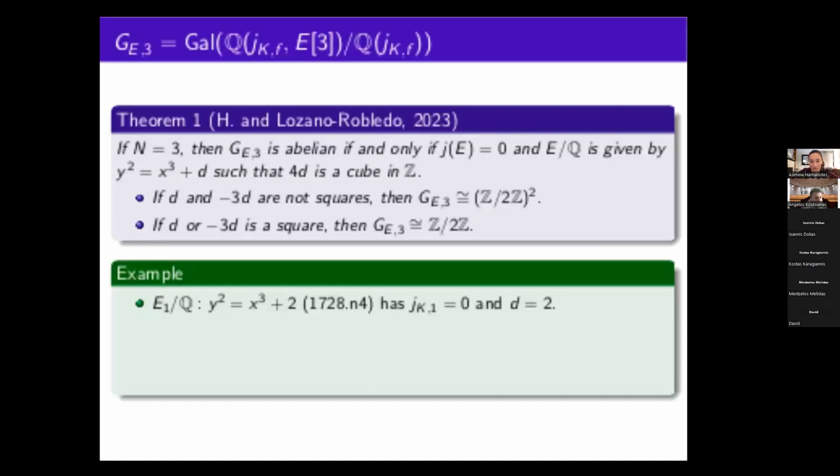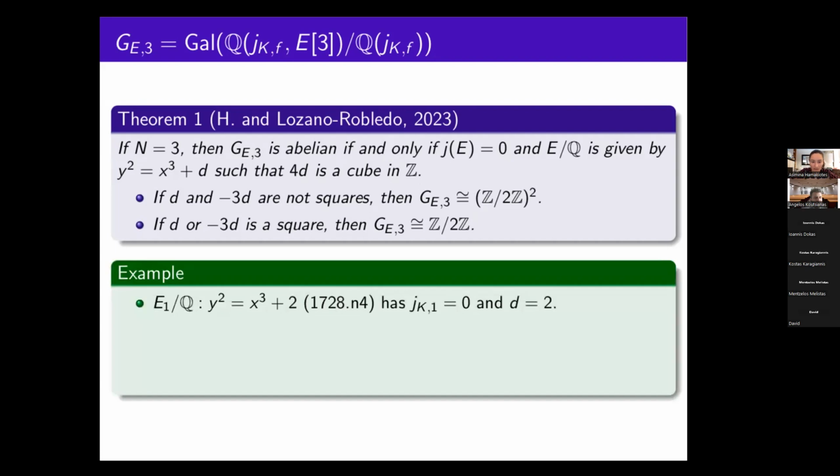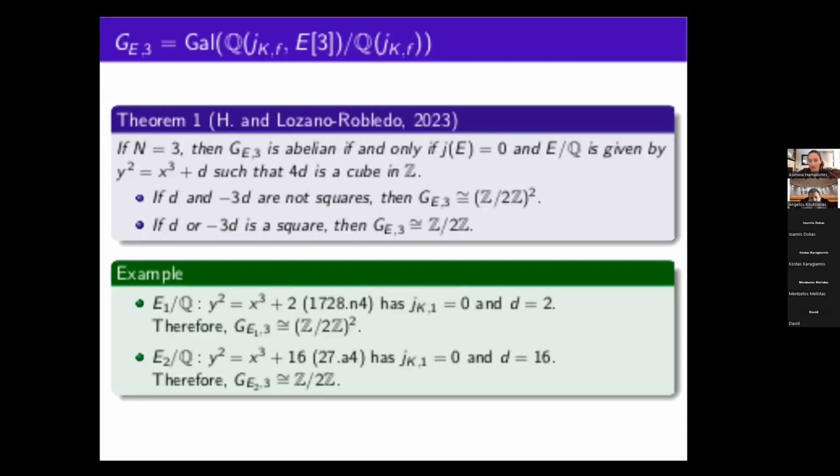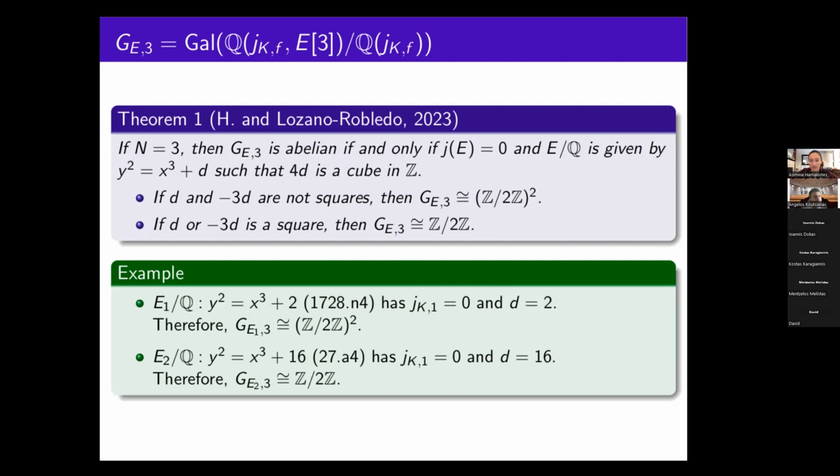So I just have two little examples. The curve y squared equals x cubed plus 2. This has j 0 and d is 2. So 4d is a cube, but d and minus 3d are not squares. So this is what the image turns out to be. For y squared equals x cubed plus 16, this is also a j-0 curve. d is 16. 4d is a cube, and in this case, d is a square. So GE3 is Z mod 2Z.